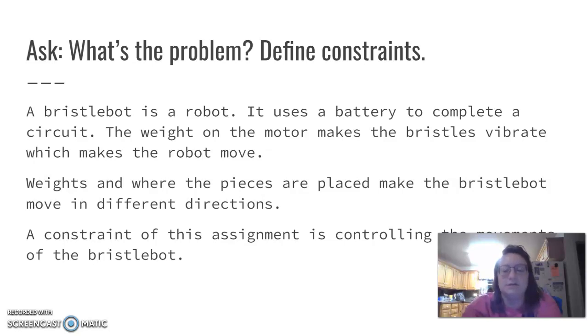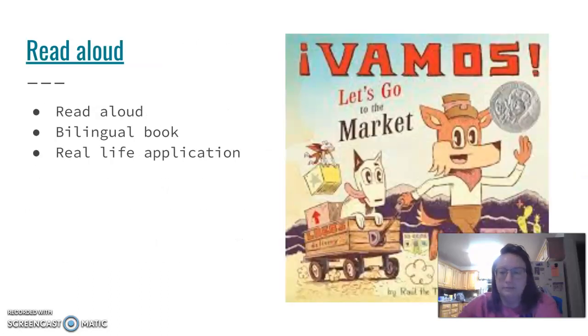The constraint of this assignment is really controlling the movements of the bristlebot and never knowing where it's going to go next. I decided to tie it to a read aloud called Vamos, Let's Go to Market. I will post my Google slide, and that read aloud will take you to the book. It's in English and Spanish, so it is a bilingual book, and it is written like a comic book.